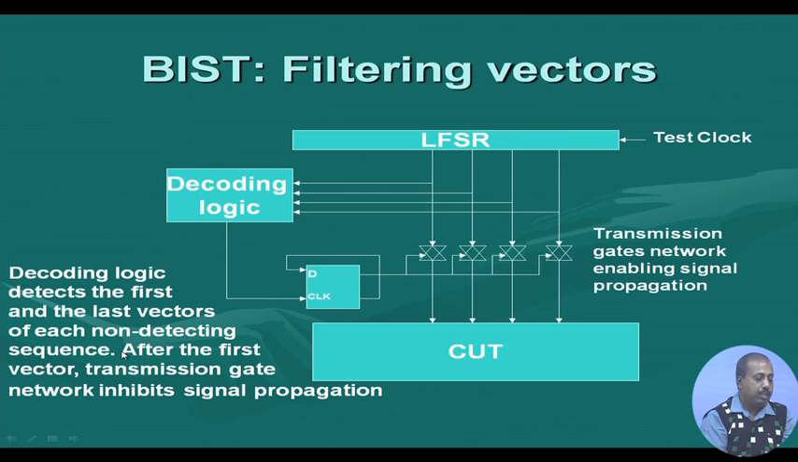So, after the first vector, the transmission gate inhibits the signal propagation, and then after the last pattern, this will be restored. In this way, by using this BIST filtering technique, we can reduce the power consumption in the BIST session.